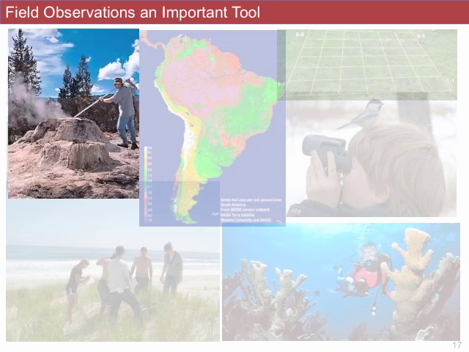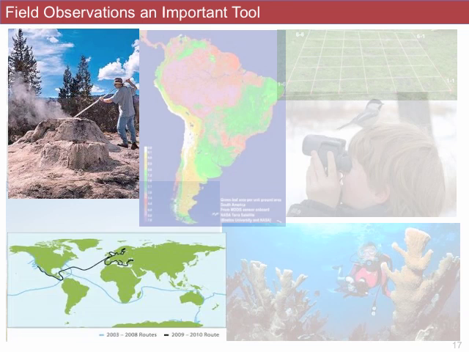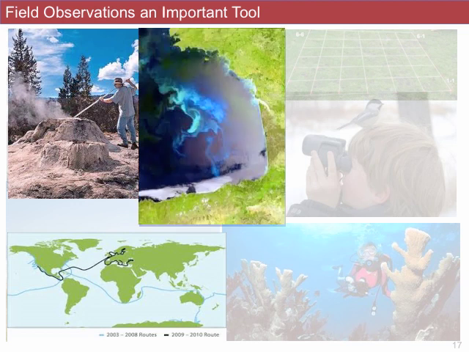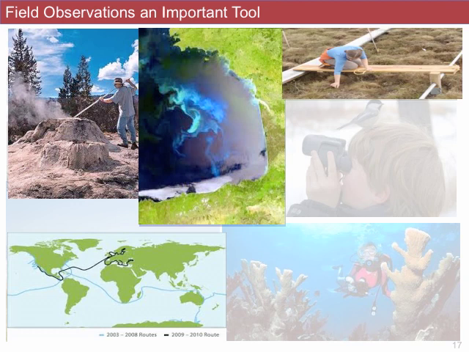We can do basically these same things for microbes, or for the rest of the organisms on the planet other than fungi, plants, and animals. You can go out and collect them in the field. This is someone collecting microbes living inside a Yellowstone hot spring. You can pick your particular environment, like the oceans, and go out and sample the oceans. You can use satellite imagery to look at microbes in the oceans.